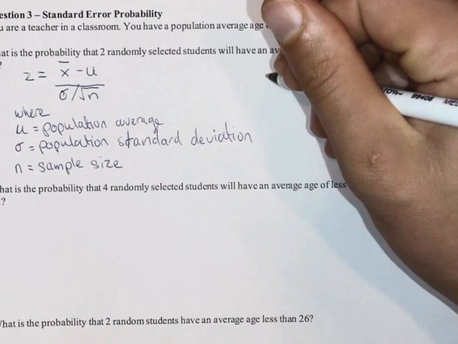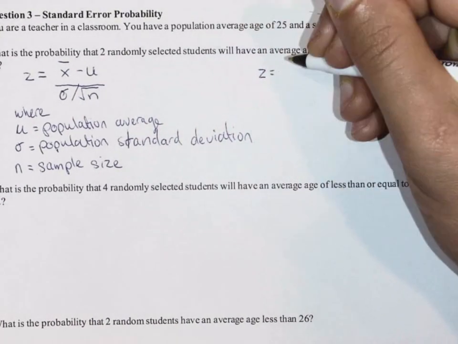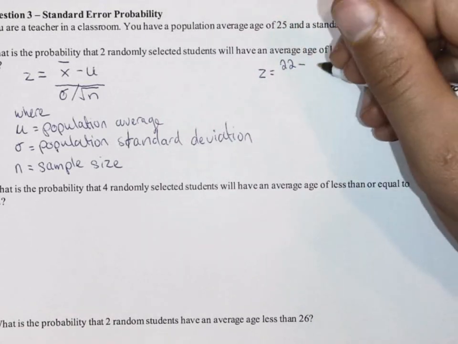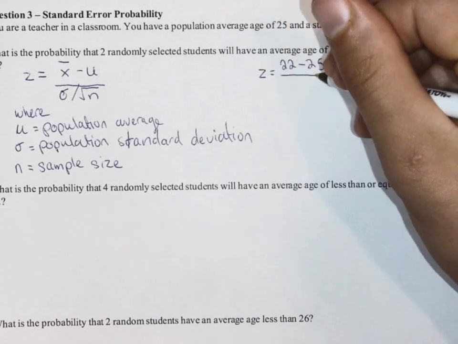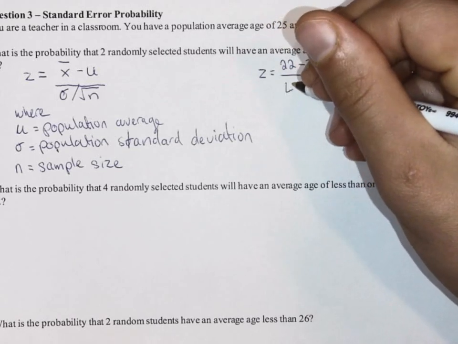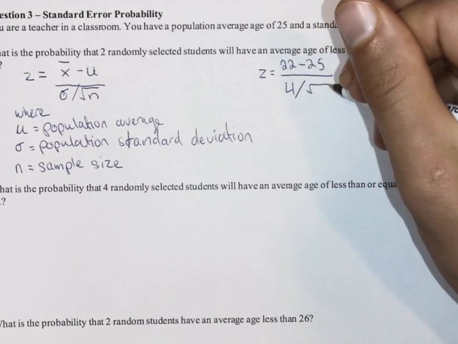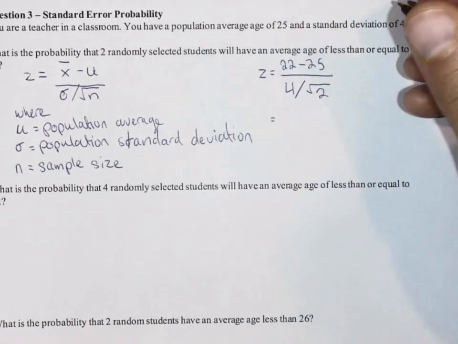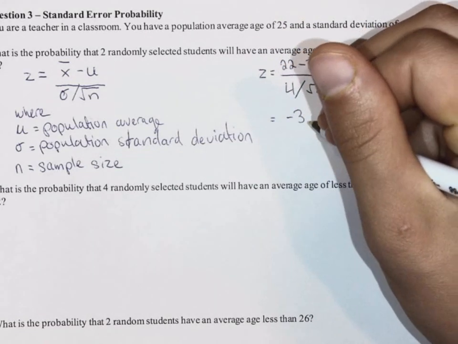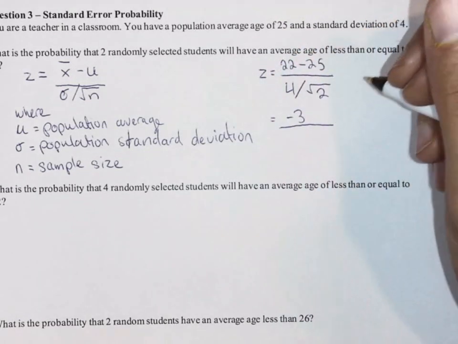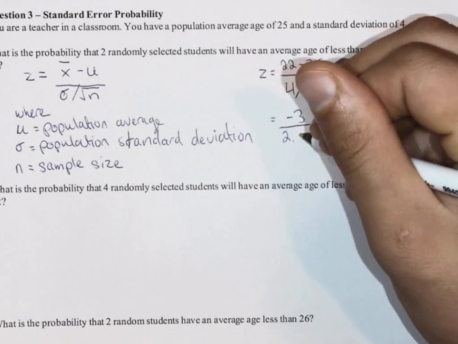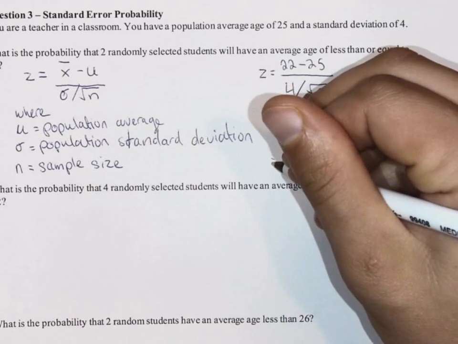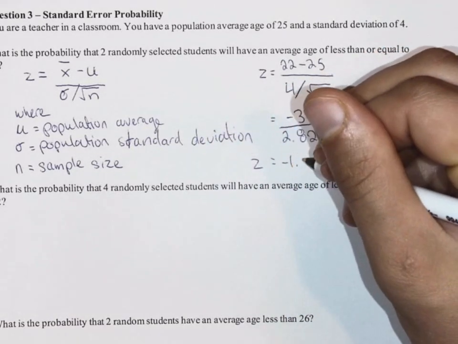So that gives us, and we get a z-score of negative 1.06.